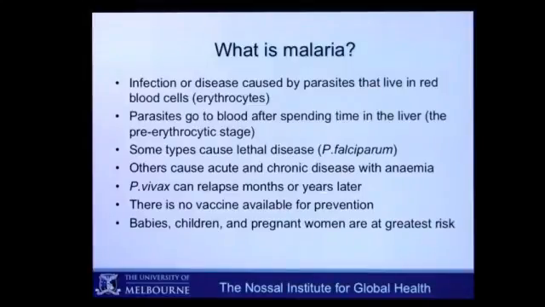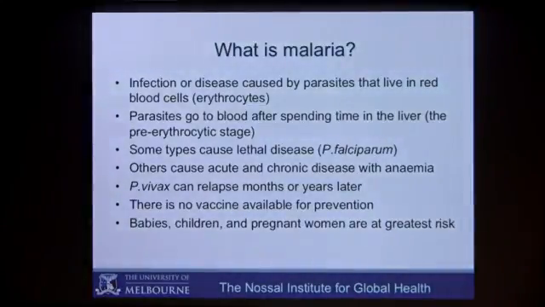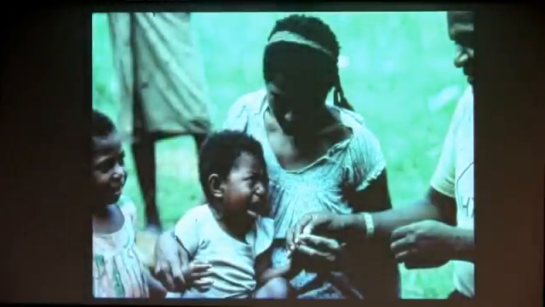I've mentioned the problem with Vivax relapse and the fact that at the moment, I'm sure you've had talks here about vaccines and that work. The first prototype vaccines are quite well advanced, and there might be by 2015 a partially effective licensed vaccine. And as we've said, babies, children, pregnant women are the ones at greatest risk from this disease.